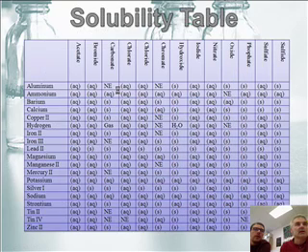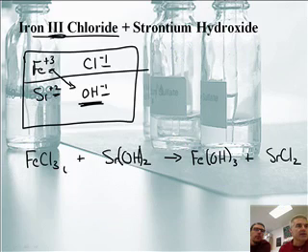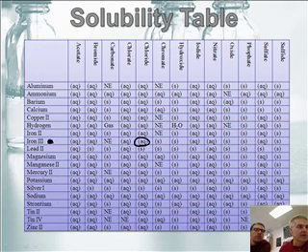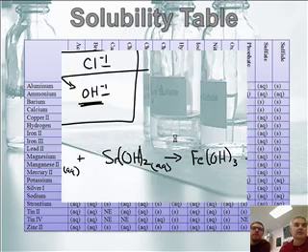So we have iron 3 chloride, and chloride is over here, aqueous. So iron 3 chloride is aqueous. Strontium hydroxide: strontium is down here, hydroxide, aqueous. I got the right box. So we have 2 aqueous, so we have the potential for a reaction. Let's see if we can make a reaction.